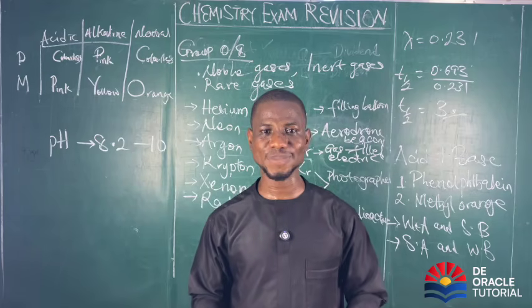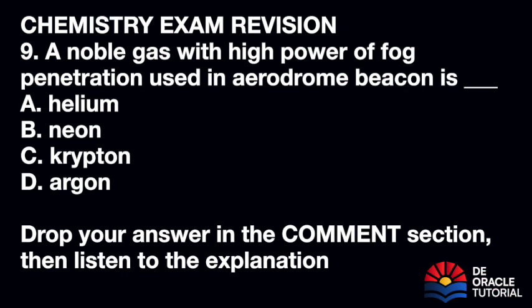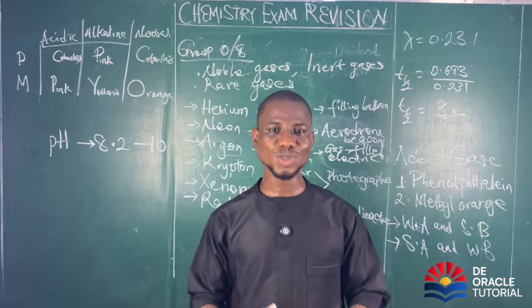Let's go to the next question. The next question says, a noble gas with high power of fog penetration used in aerodrome beacon is dash. Option A, helium. Option B, neon. Option C, krypton. Option D, argon. From the explanation so far, you should know the answer.